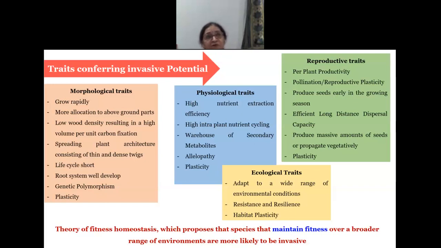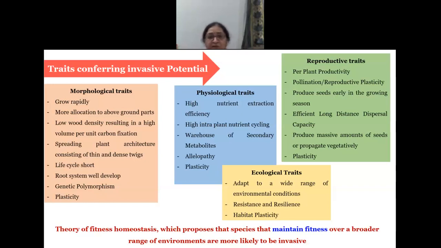Likewise, they produce certain allelopathic compounds, compounds which are responsible for loss of the native plants or those which are surrounding these invasive plants, and that is at the cost of their own growth. And they are physiologically also showing plasticity. It means they can change their metabolic rate and cycles as per the need of the plant and as per the climatic condition of that area.